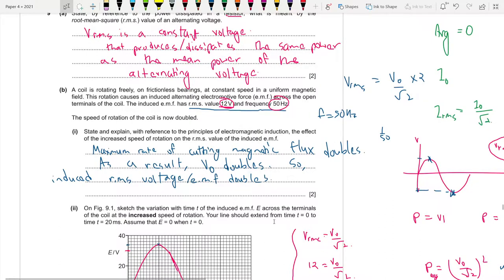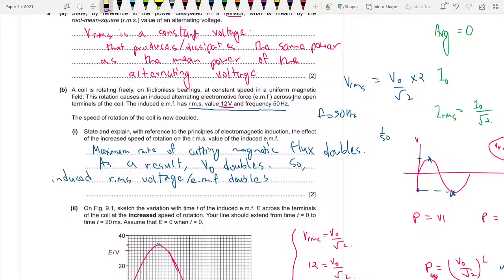This rotation causes an induced alternating EMF across the open terminals of the coil. The induced EMF has an RMS value of 12 and a frequency of 50. The speed of rotation is now doubled. Explain, with reference to the principles of electromagnetic induction, the effect of increased speed of rotation on the RMS value of the induced EMF.